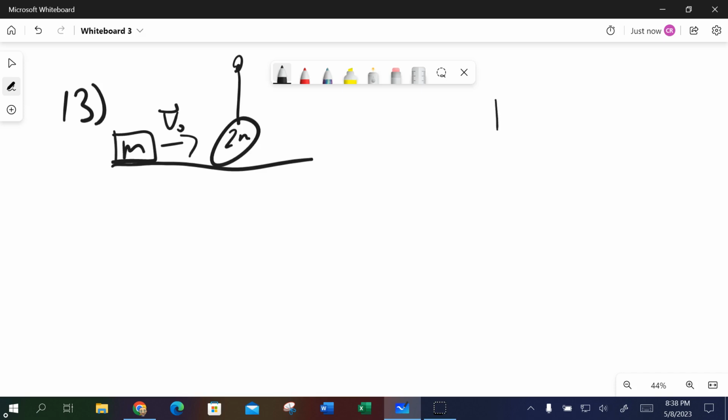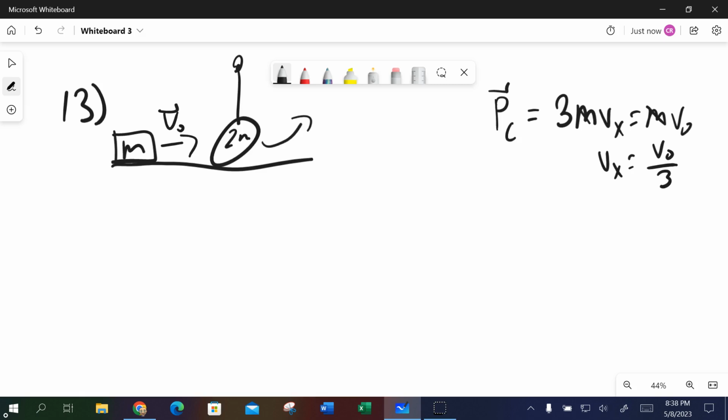So first thing we need to do is find the velocity during the collision. And since momentum is conserved, we can find that the collision is equal to 3m v of x, which is equal to m v of 0. If we just cancel out these terms and divide by 3, we get v of x is equal to v of 0 divided by 3. This eliminates C and D since it's not v of 0, and so we're left with A and B. Now what we want to find is the momentum of the sphere after the collision.